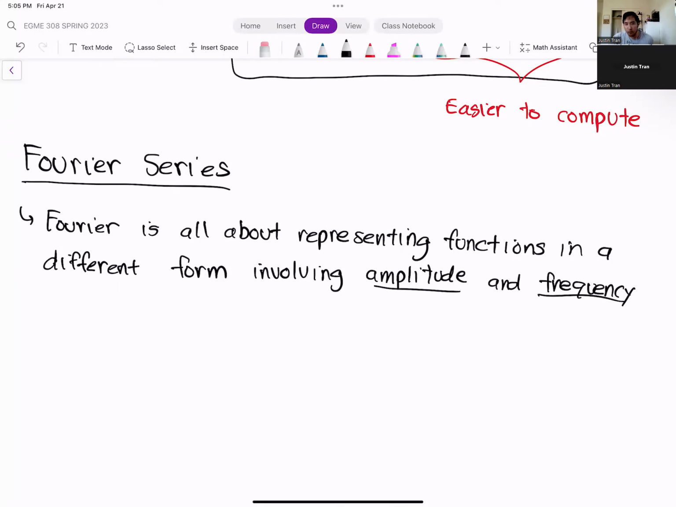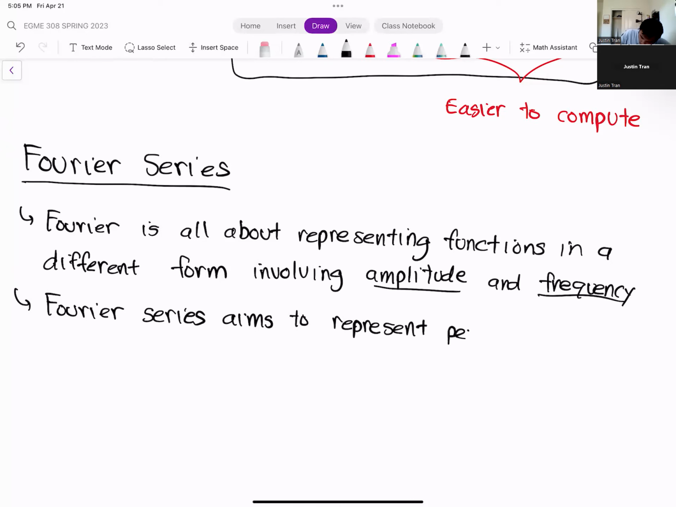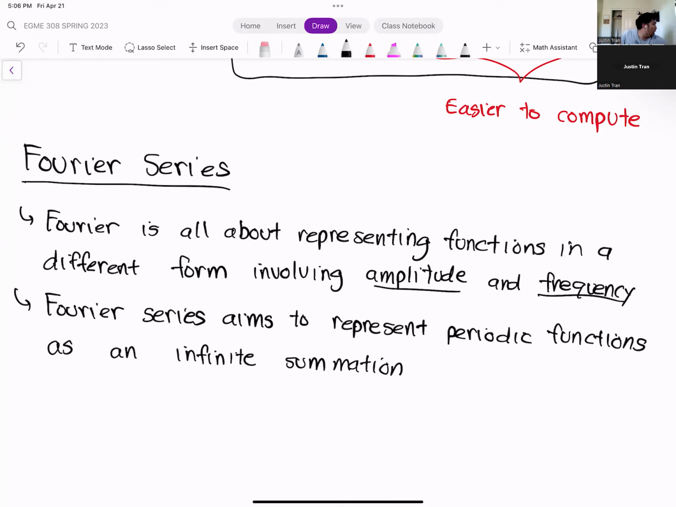Okay. And so when we're talking about Fourier series in particular, what we're looking to do is represent a periodic function as a summation of sine and cosine functions. Our main formulas are the following.